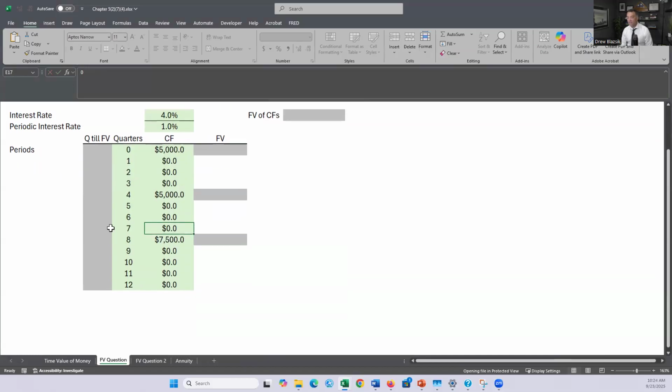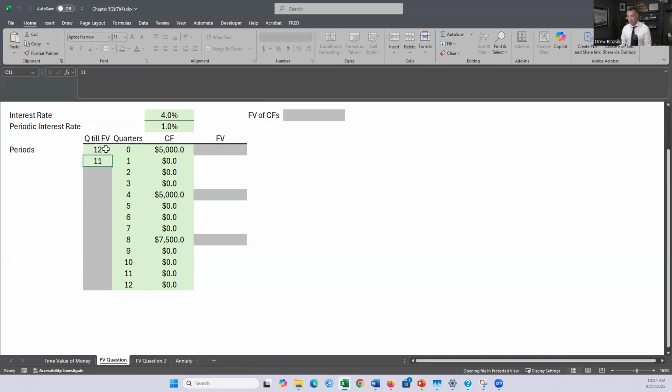So we're trying to find the future value at time 12. So I recommend anytime you're doing future value, something like this, well, I got the quarters, but I want you to think about if we're finding out what that 5,000 is worth 3 years from now, it's going to compound in 12 quarters, right? We want to know what that's valued at in 12. So what I'm going to do is this is the quarters till the future value, so we got 12 quarters to the future value, if that makes sense.